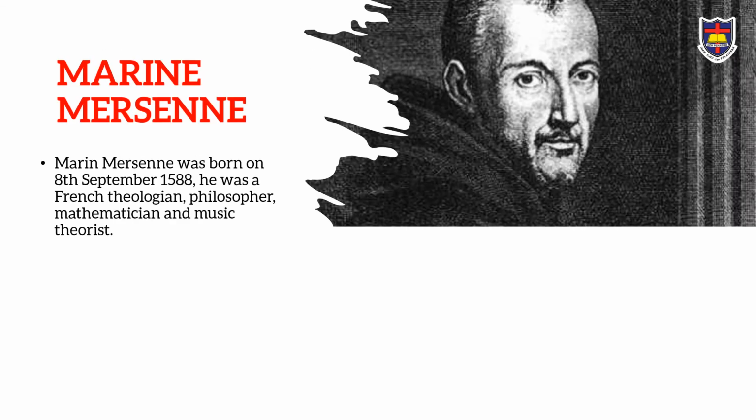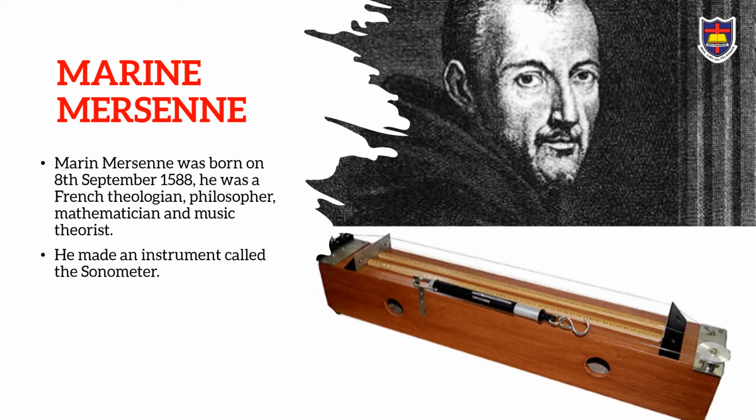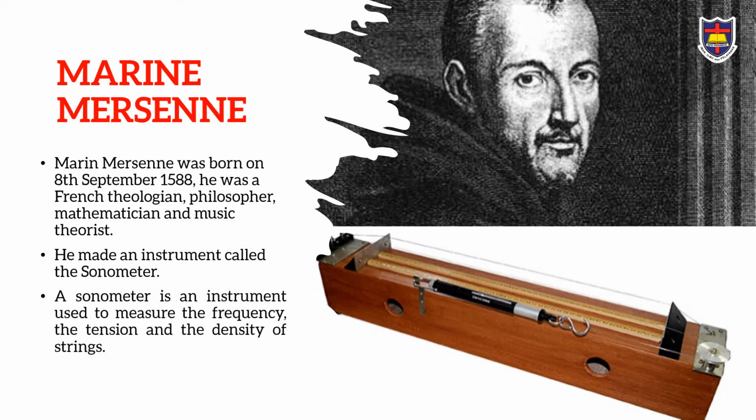Mersenne was born in September 1588. He was a French theologian, philosopher, mathematician, and music theorist. He made an instrument called the sonometer. We can see it from the figure. A sonometer is an instrument used to measure the frequency, the tension, and the density of strings.